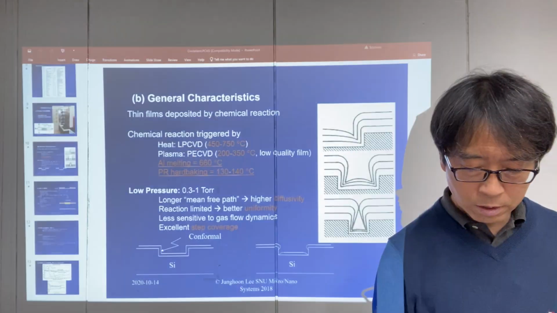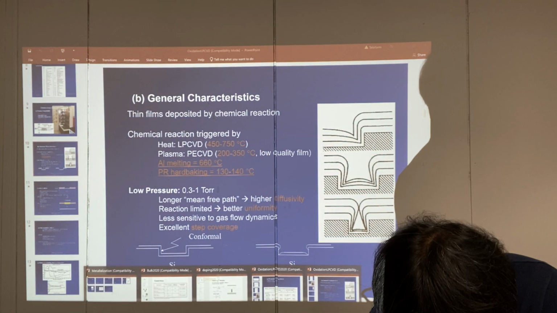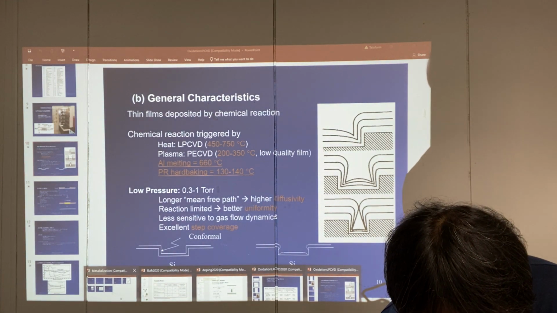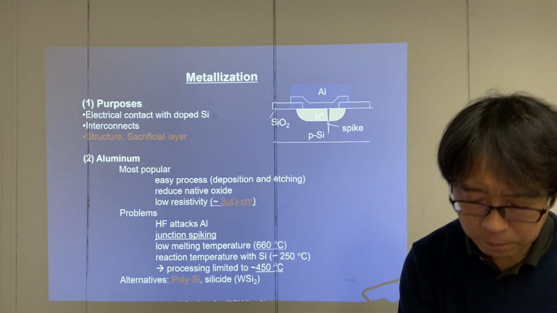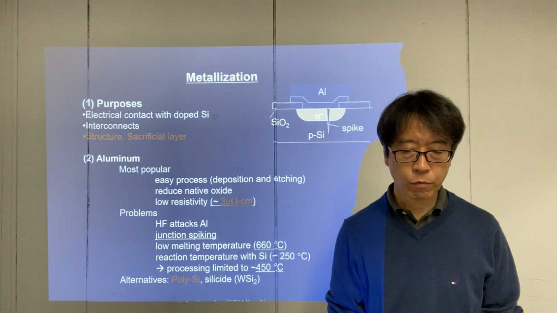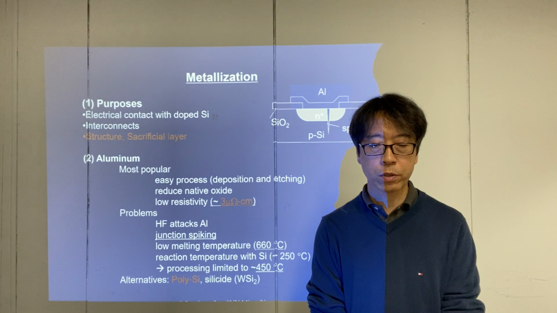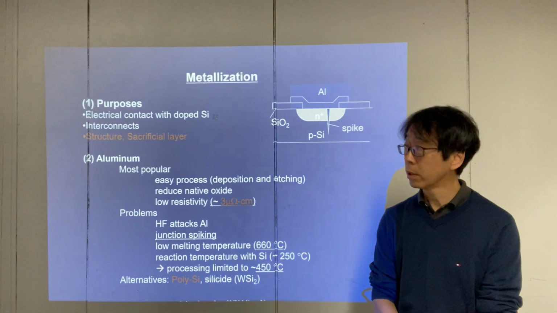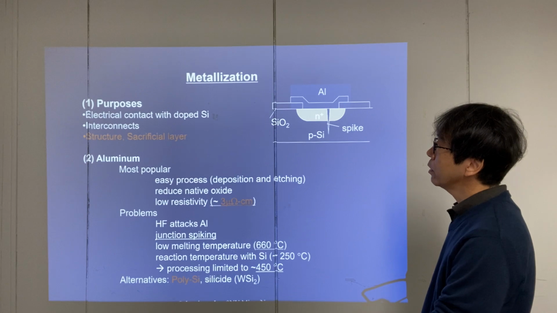Okay, so people use LPCVD polycrystalline silicon as a conductor, but the best conductor is obviously metal. If you deposit a metal thin film over the surface, we call such a process metallization. Okay. So the goals of metallization are, first of all, electrical contact with doped silicon.